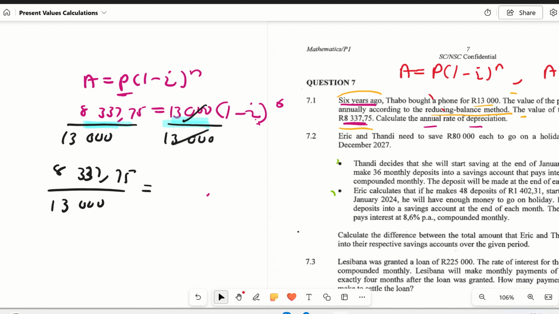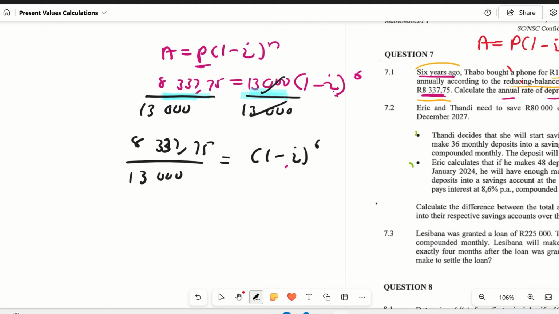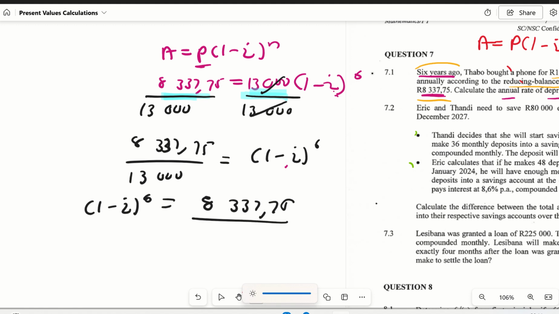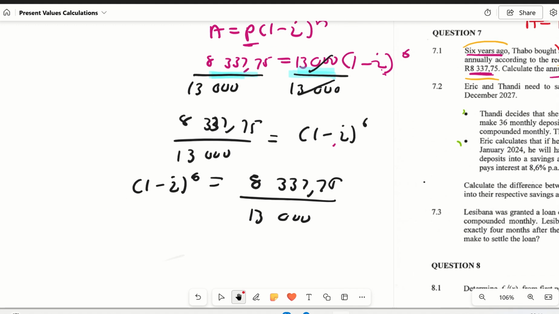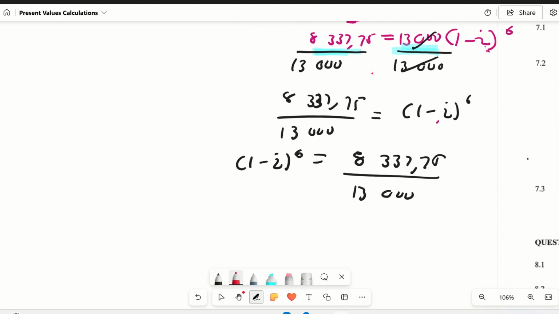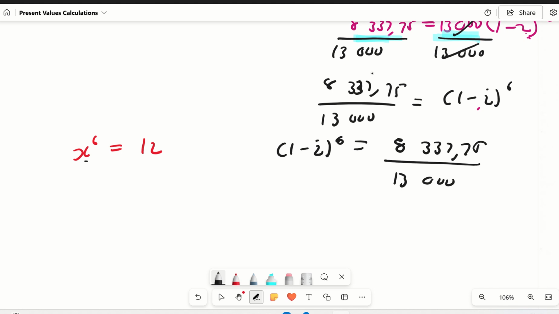I'll try it on my side as well. No, you don't get a nice number, so just leave it like that. So essentially we have 1 minus i to the power 6 equals 8,337.75 over 13,000. Now this is literally the same as having x to the power 6 equal to 12. Remember, when they ask you to solve for x, you must get rid of this exponent of 6. How do you do that? You take the 6th root.